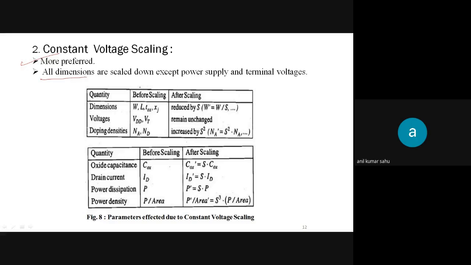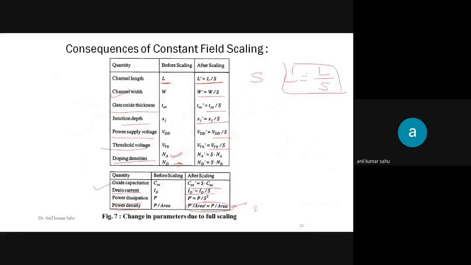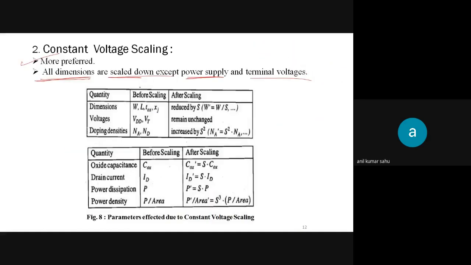So why? Because in this kind of scaling, all dimensions are scaled down except power supply and terminal voltage. Whatever the consequence was in the constant field scaling, like channel length, channel width, oxide thickness, junction depth, power supply voltage, threshold voltage, doping concentrations, right? All the dimensions are scaled down by the factor of S, except power supply and terminal voltage. Terminal voltage and power supply are unchanged.